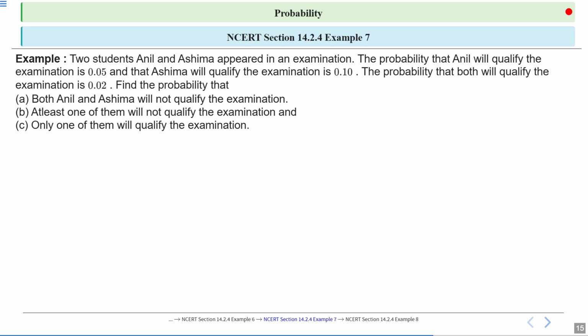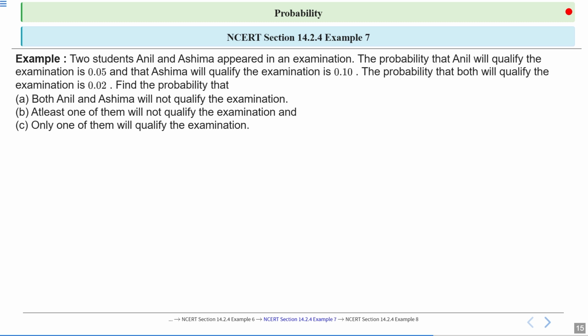So students, first of all, read the example very carefully and try to understand what it actually wants to say. Two students, Anil and Asima, appeared in an examination. The probability that Anil will qualify the examination is 0.05, and the probability that Asima will qualify the examination is 0.10. Clear? So note this point.